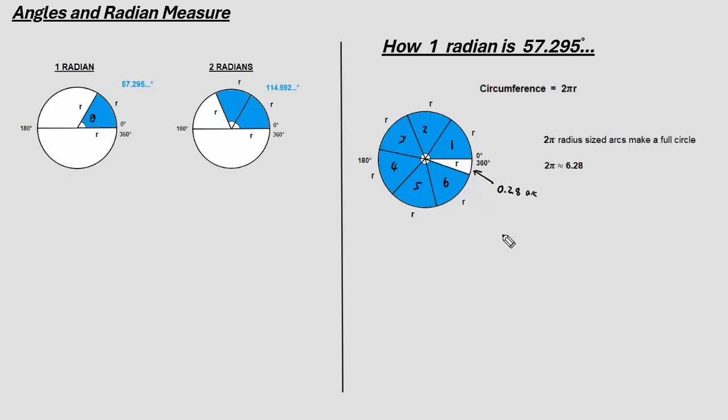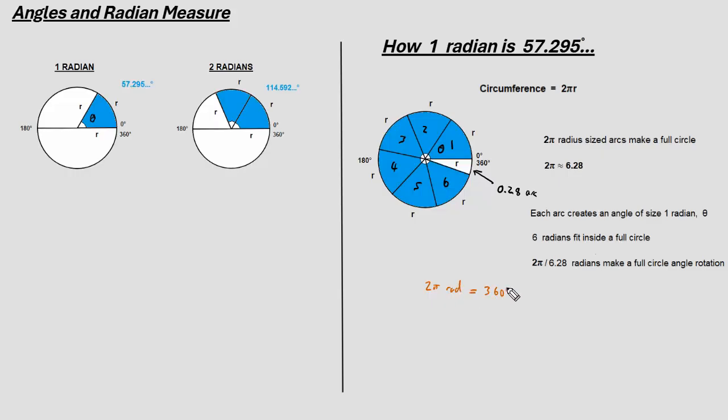And we also have the following, where each arc creates an angle of size 1 radian, label it like so, as we saw over here, and our 6 radians fit inside a full circle plus the 0.28, and it's not just of the arc, it's also of radians, as 2 pi radians make a full rotation around a circle, with 2 pi radians being equal to 360 degrees.